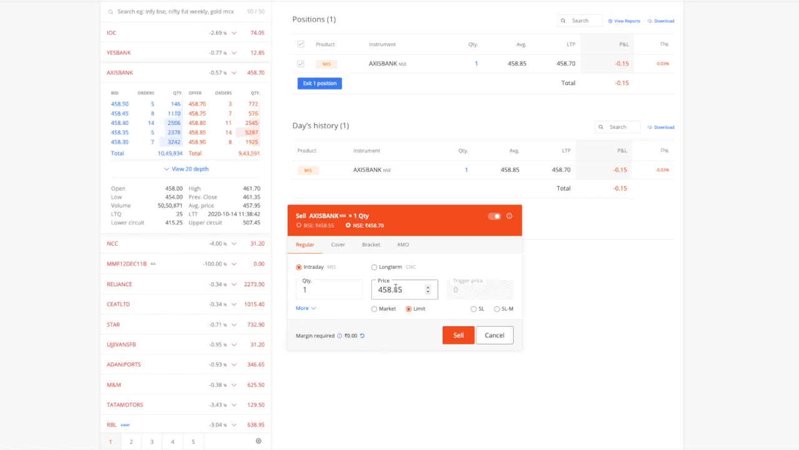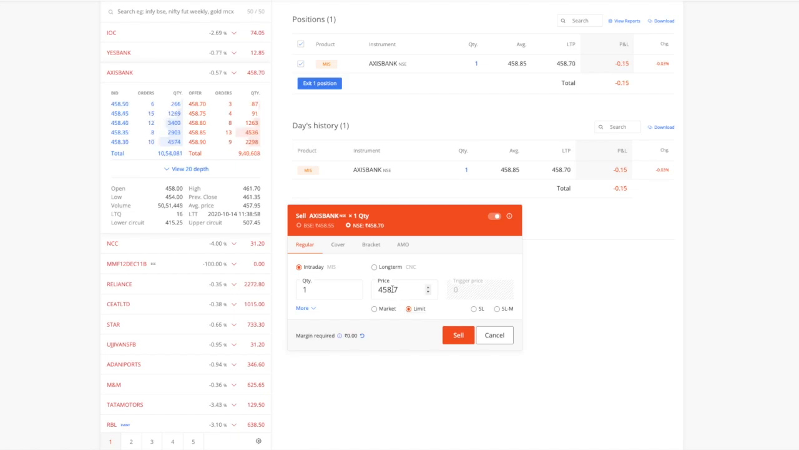That is, only once the price goes above 458.85, I need to exit my position. So what could I do? If I want to exit at the market price, if I click on sell, the order will get filled right now itself. So if I click on the limit order, that is what we said, we are going to deal with limit orders next.